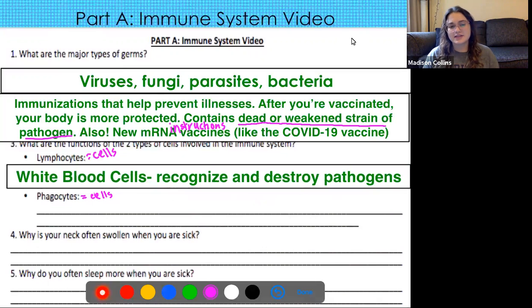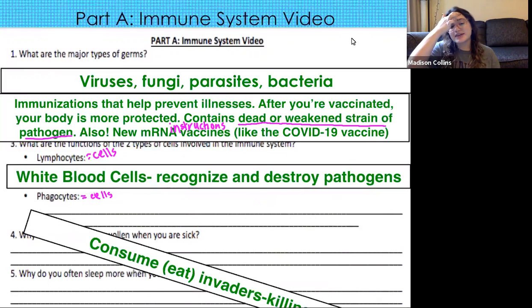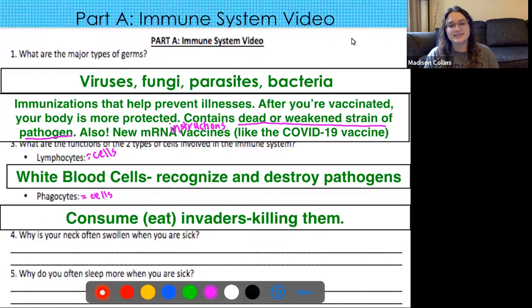The second type of cell mentioned is called phagocytes. And phagocytes are actually going to consume or eat invaders and thus kill them. So again, phagocytes and lymphocytes are both types of cells involved in the immune system to protect us.